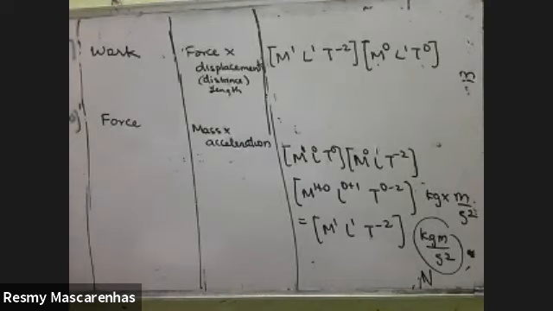Just add the powers. M power will get added to M power. L power will get added to L power. Minus 2 plus 0 is minus 2. Tell somebody. Simple ones there.